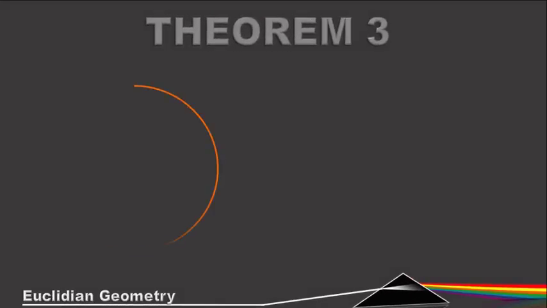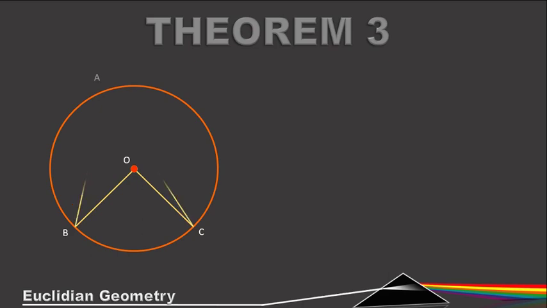Theorem 3: I have a circle with center O, and then from BC, the arc BC, I subtend my angle to the center of the circle, and then from those same 2 points I subtend an angle to the circumference of the circle, and then we can state that the angle at the center of the circle will be twice the size of the angle at the circumference of the circle.